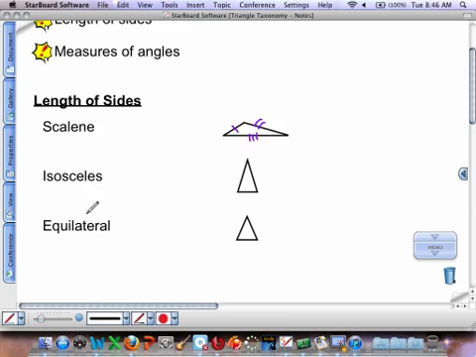Sam? Yeah, two sides are the same. Oh, by the way, what do you guys also know about the angles of an isosceles triangle? Not only do we have two sides that were the same, but what else do we notice? Yeah, our two base angles are also equal.